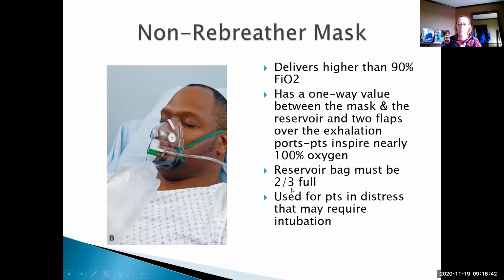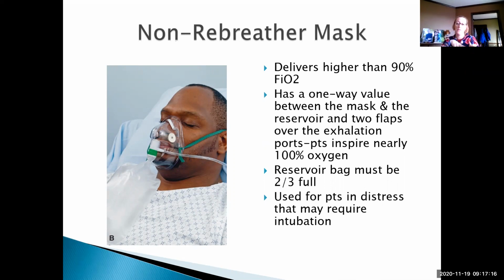And then your non-rebreather, since it's got that little one-way valve, they get almost 100% oxygen when they inspire. When you get these new out of the bag, you really need to make sure of the reservoir bag, because those bags sometimes stick together since they're folded up. So you sometimes need to move it around so that it does start to fill up, because it's not going to do its job if you don't allow that reservoir bag to fill up, so they can get that nearly 100% oxygen.